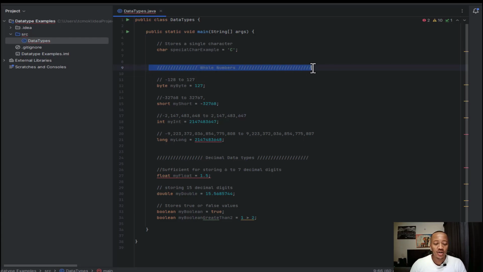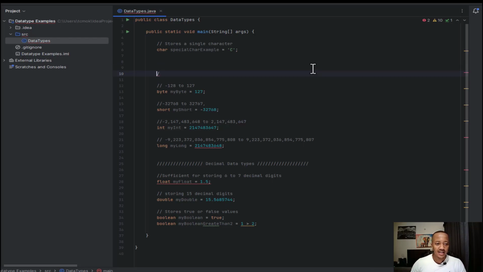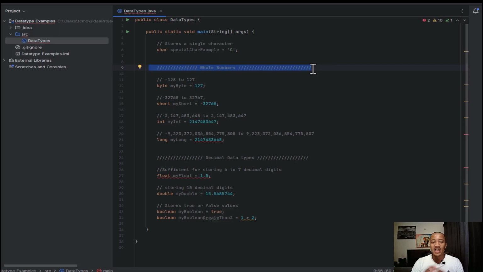Then we spoke about whole numbers, right? In whole numbers, we have short, we have byte, we have int, we have long. And the difference between these data types is the capacity. One can hold more values than the other one. So we spoke about byte.